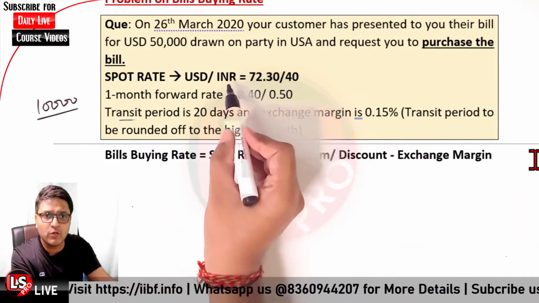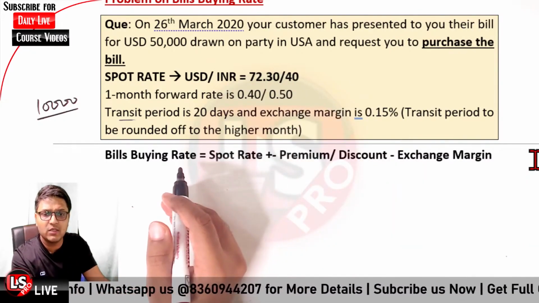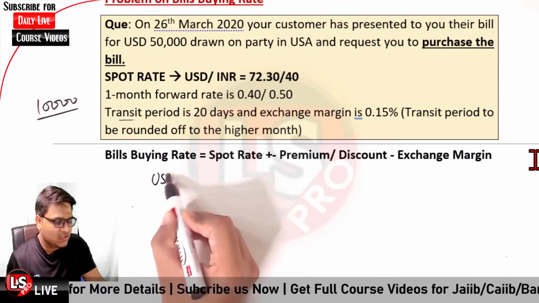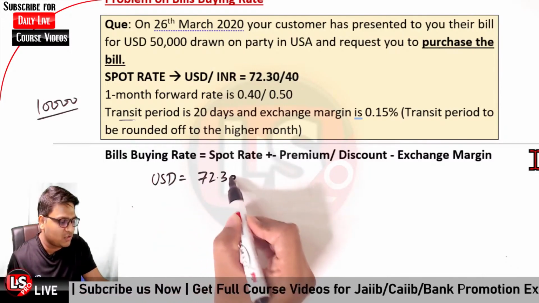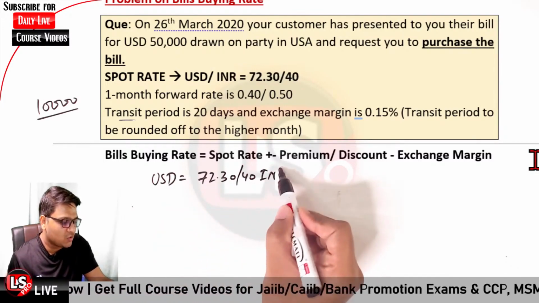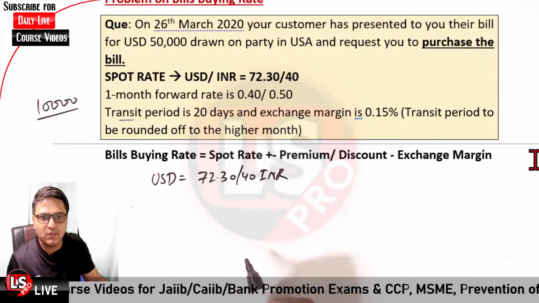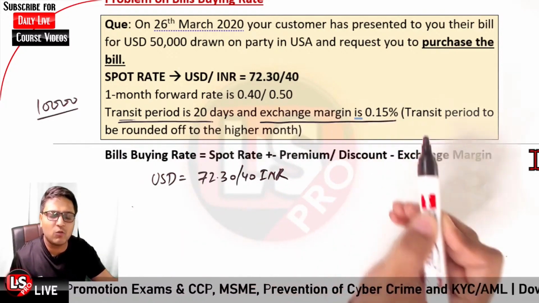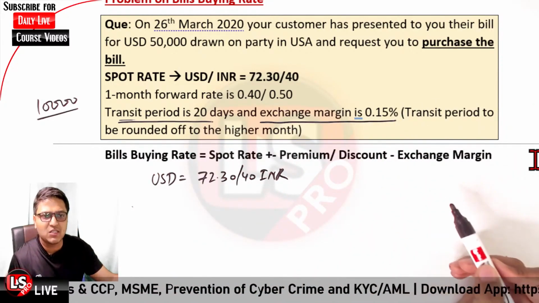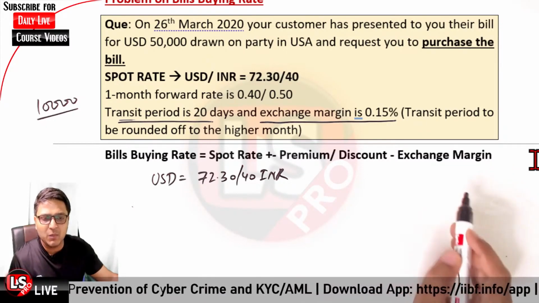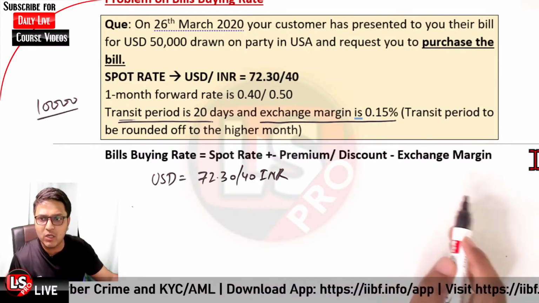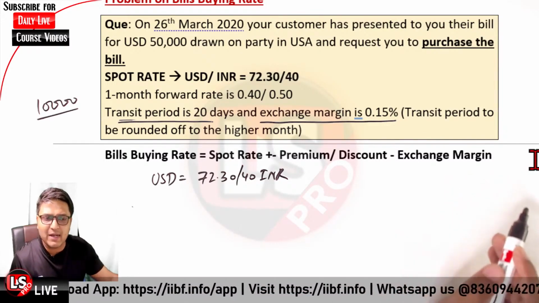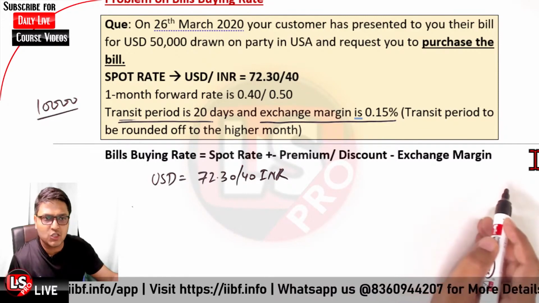Now what is the spot rate? The spot rate is given to be 72.30/40, so 1 USD is equal to 72.30/40 INR. That is the spot rate you are provided with, and further the transit period is given to be 20 days, and the exchange margin is 0.15%. What does it mean? It means it will take up to 20 days for the nostro account of the bank to be credited. So it's a forward transaction.